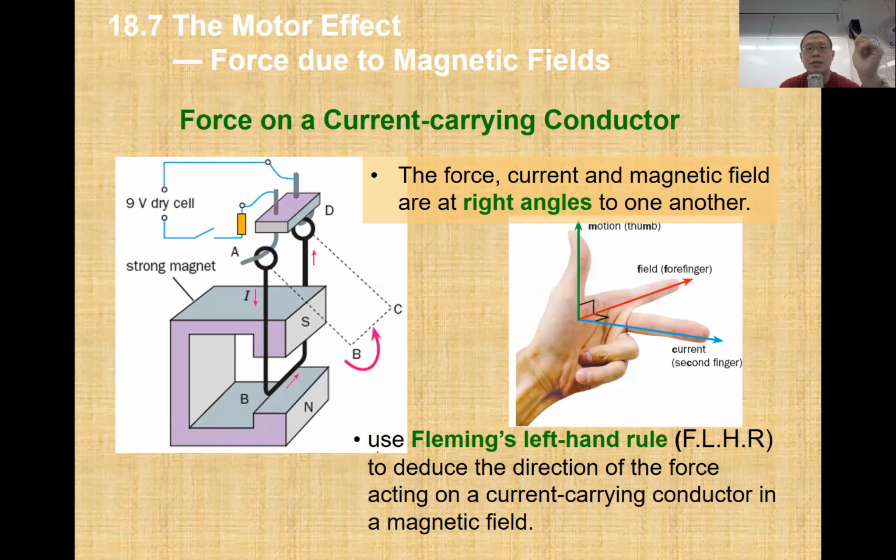Each finger represents a single character. Your thumb is the motion, which is the force. The second finger, the index finger, is the field, which represents the magnetic field, and the middle finger represents the current. There are three parties here, and we are looking at the interaction between the magnetic field lines and the current. These two interact to produce the third, which is the force. This is the magnetic effect, the force induced, and it has to be at a certain orientation. Here, the orientation is a right angle.